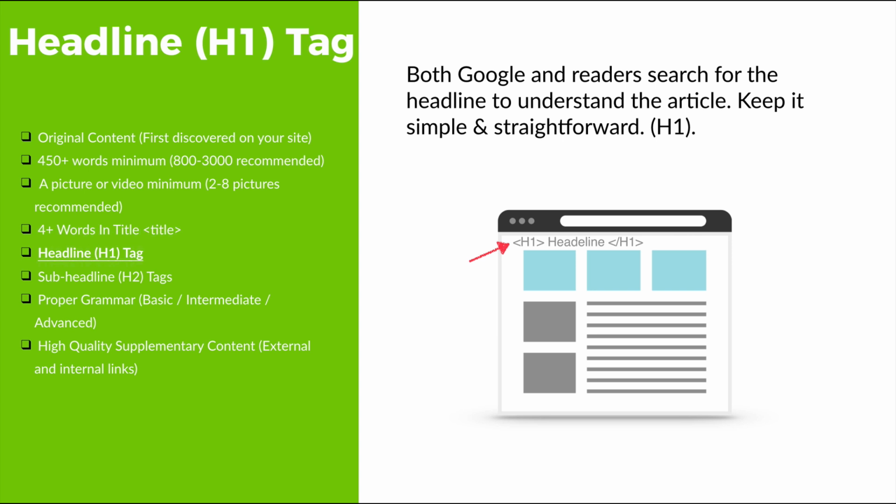Next, headline. The main headline is usually considered or known as the H1 in SEO land. So both Google and the readers search for the headline to understand what the article is about. So you want to keep it simple and straightforward. Usually you're going to have the headline right at the top here. There's a typo. It's headline.